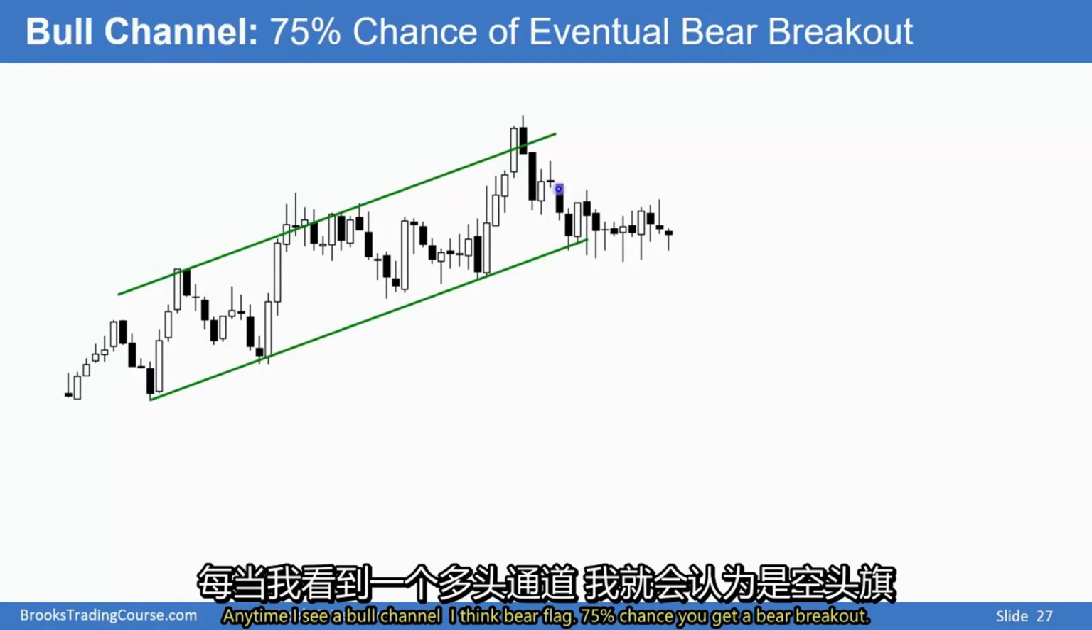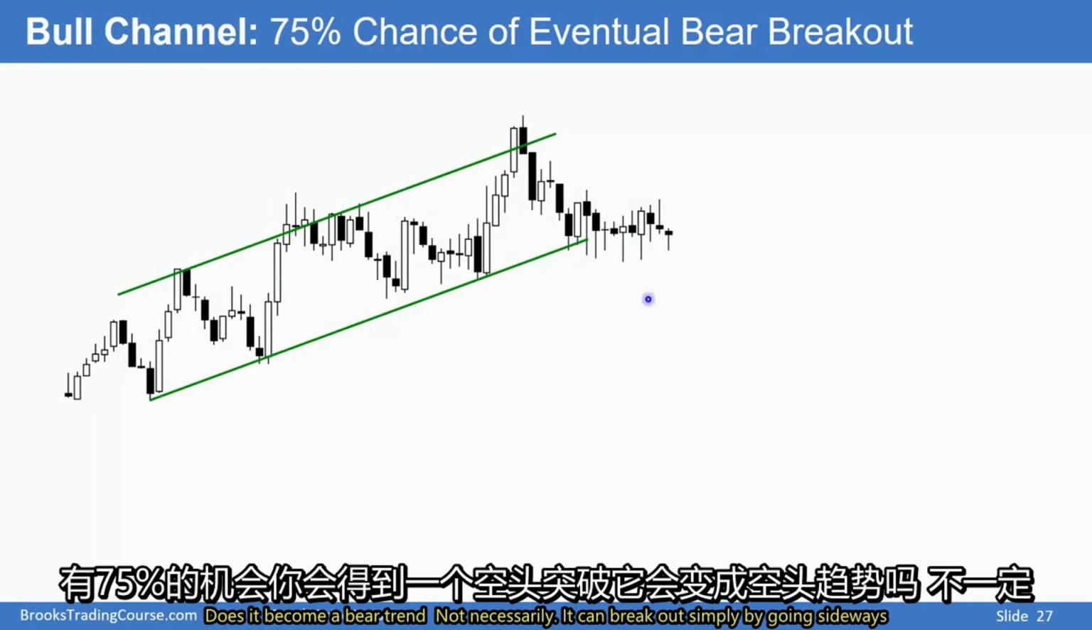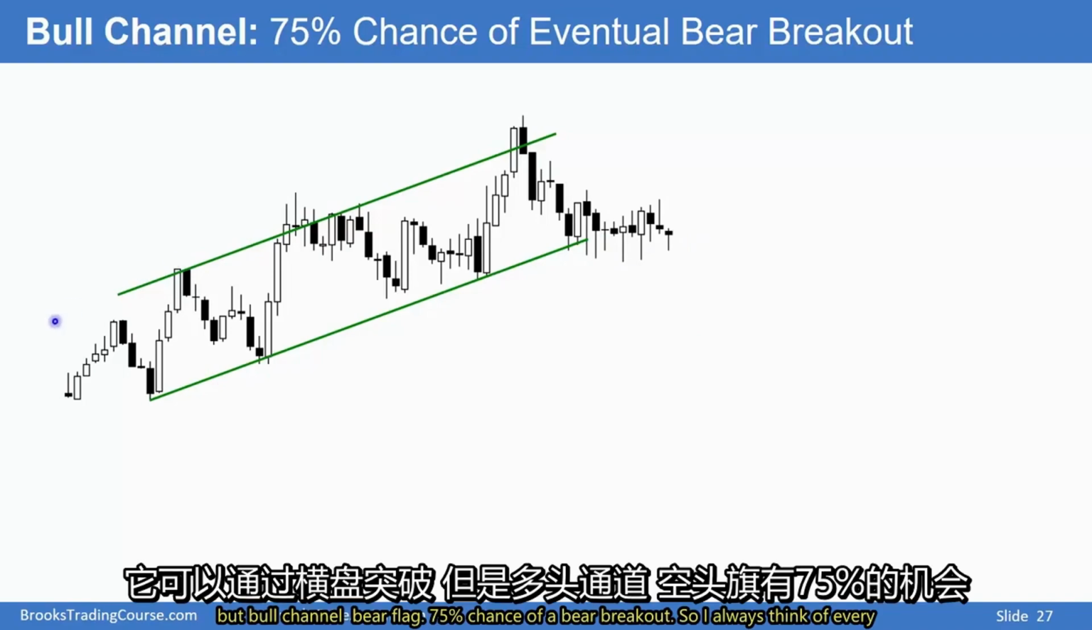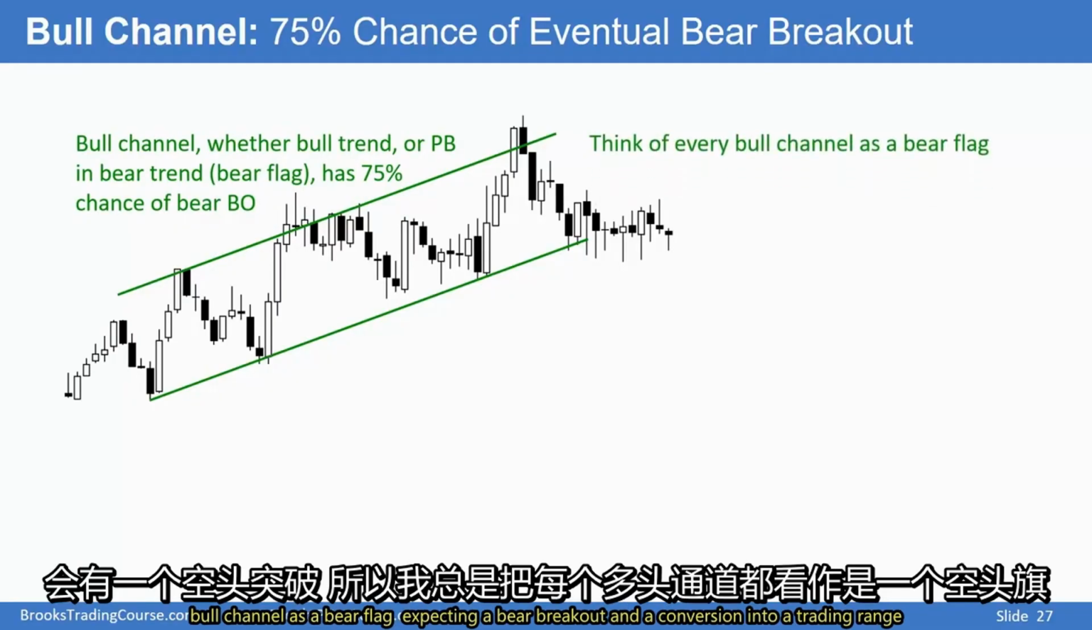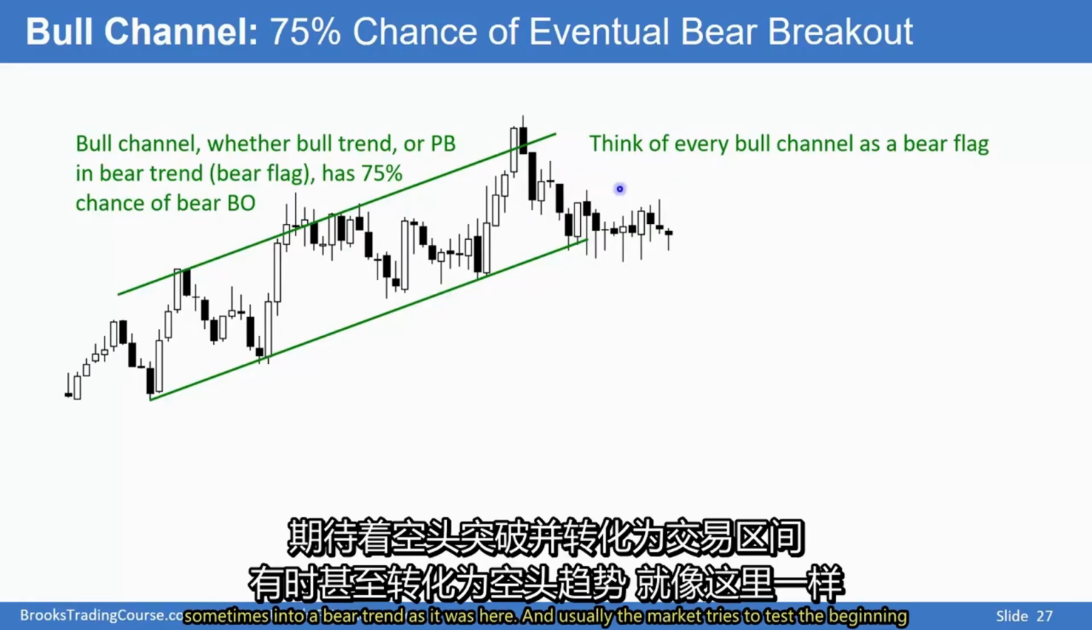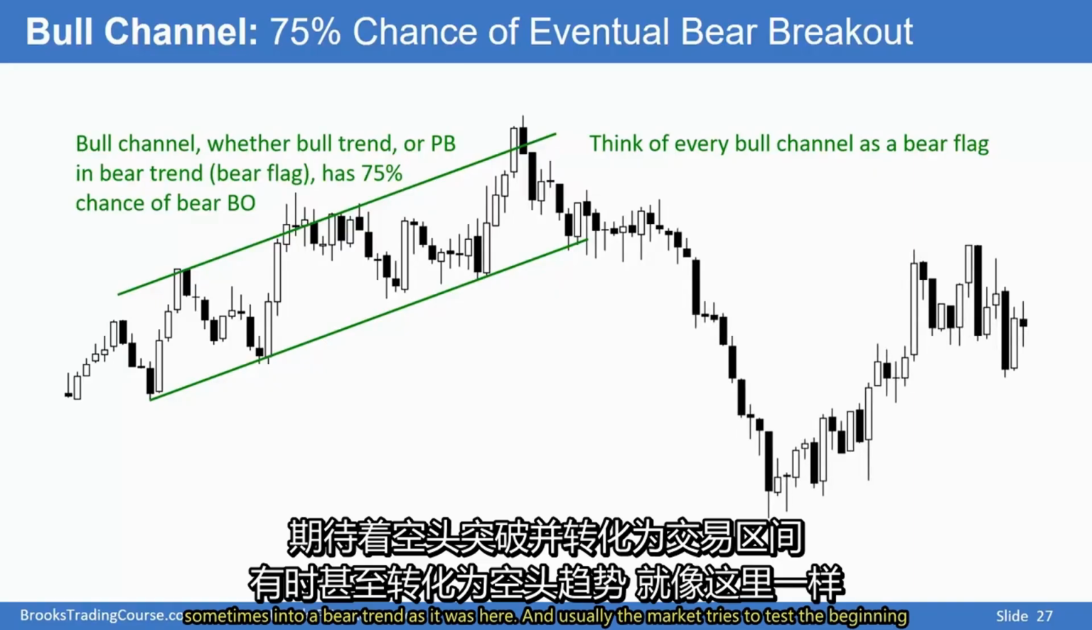Anytime I see a bull channel, I think bear flag. 75% chance you get a bear breakout. Does it become a bear trend? Not necessarily. It can break out simply by going sideways. But bull channel, bear flag. 75% chance of a bear breakout. So I always think of every bull channel as a bear flag, expecting a bear breakout and a conversion into a trading range, sometimes into a bear trend, as it was here.